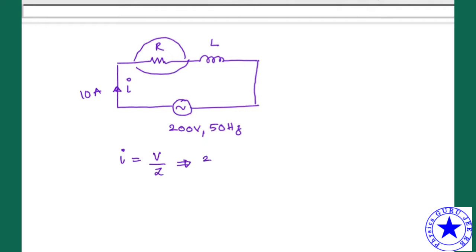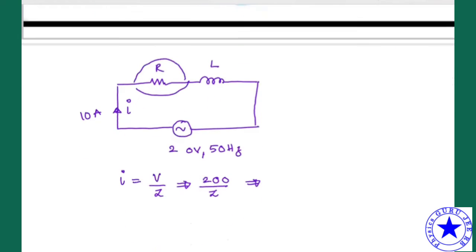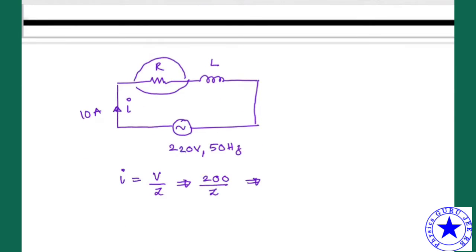Which is nothing but 220 divided by Z. Here it is given 220 volts, the RMS value. There's nothing but 220 volts divided by Z. So I can write IZ is equal to 220, and if I take Z, Z equals 220 divided by I. So I can be written as 220 by 10.